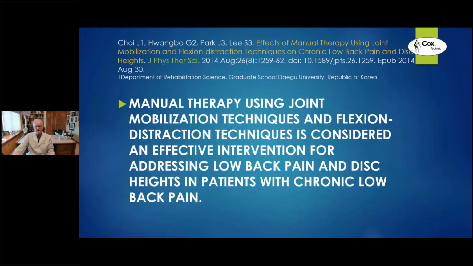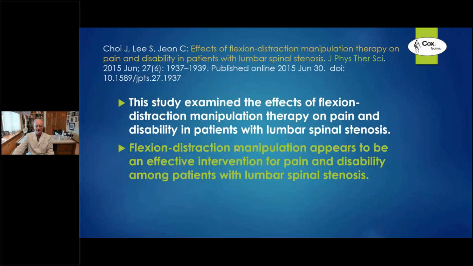Joel wrote this paper about effects of manual therapy using joint mobilization and flexion distraction in chronic low back pain and the disc heights. They found manual therapy using flexion distraction considered an effective intervention to increase disc heights in people with chronic low back pain. It went on to say that flexion distraction appears to be an effective intervention for pain and disability in people with lumbar spinal stenosis. Remember, within 4 more years, almost 6 out of 10 people over the age of 60 will have this condition for you and I to treat.